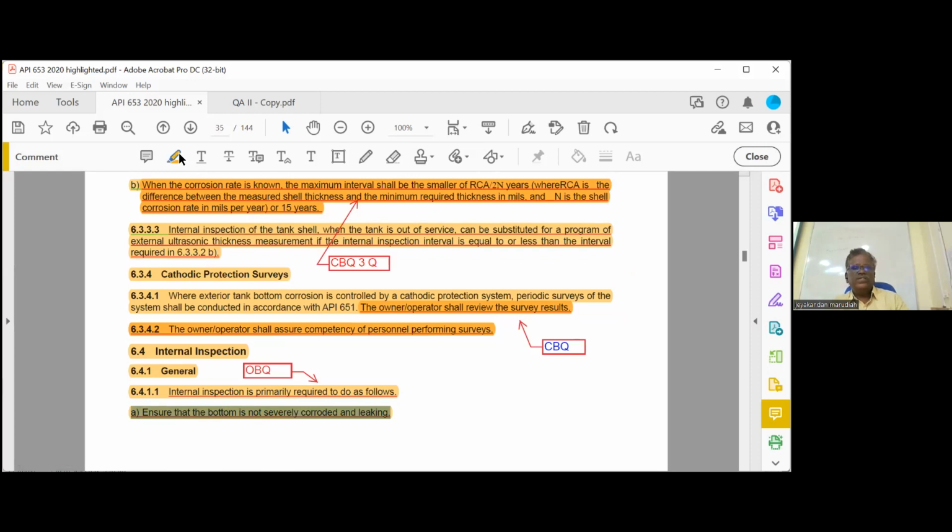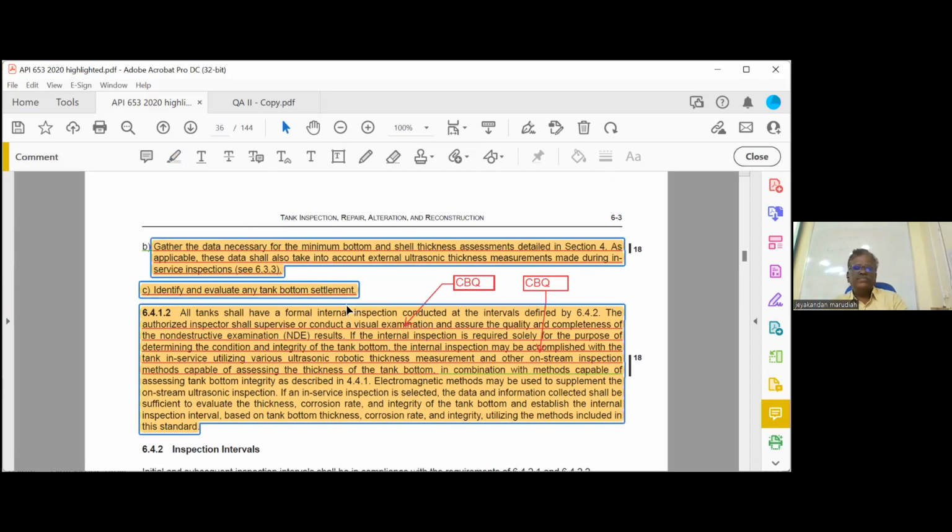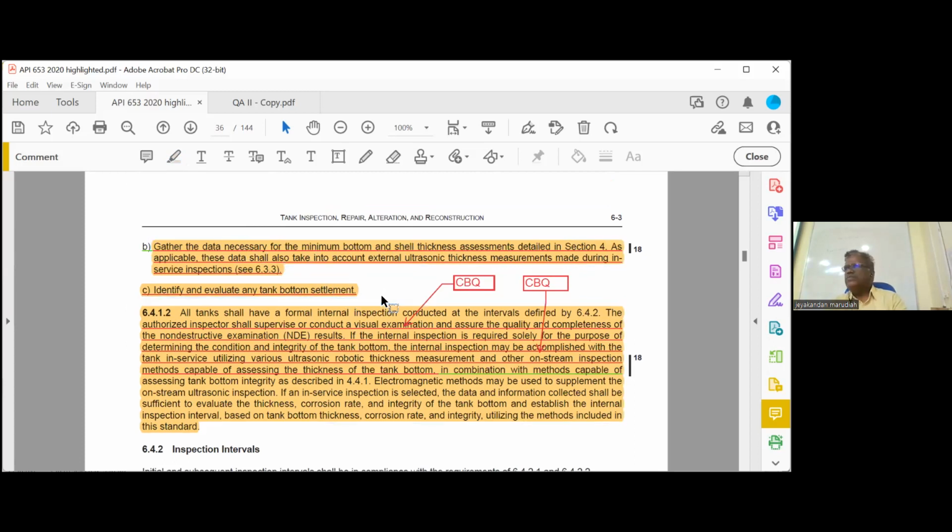So why are we doing internal inspection? Check it is not leaking. A. Open book question. B. Gather the data necessary for the minimum bottom thickness and the shell thickness assessment. If you are going internal, you can measure the shell thickness also. And tank bottom settlement, to evaluate the tank bottom settlement. These are revised in 18. By 18 means this was revised in the 2018 revision. 19 means this is revised in 2019. They changed the wordings. Okay.